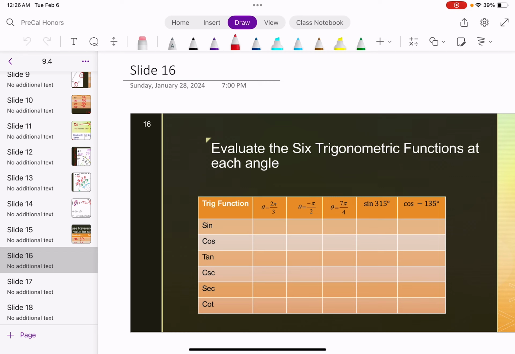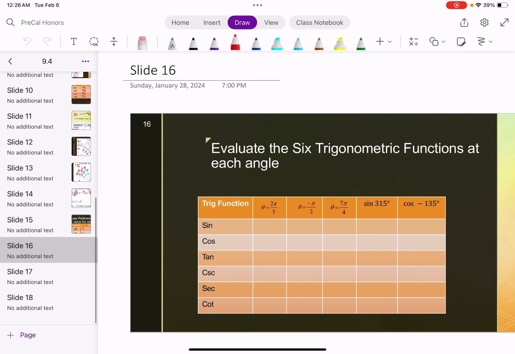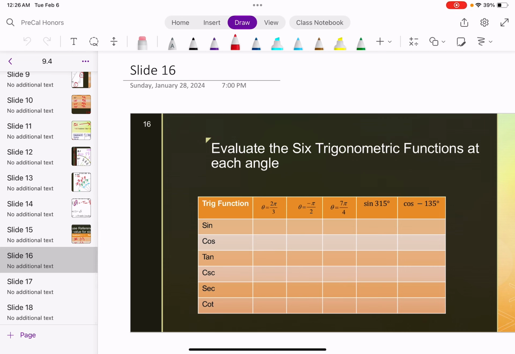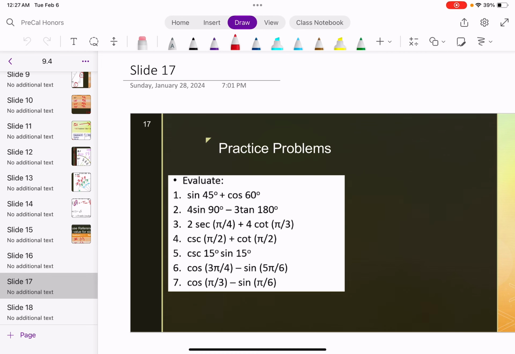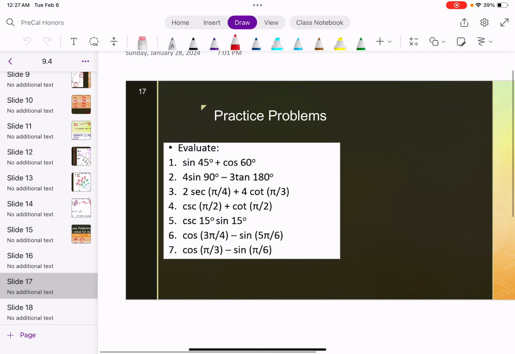Now here we evaluate 6 trig functions at each one of our different angles. Okay? Now, I highly suggest you give yourself a minute or two to work through this. I will more than likely be creating another video to go a little bit more in depth into this, but don't want to make this video even longer than it has to be. Slide 17 has a couple practice problems for you to work with.